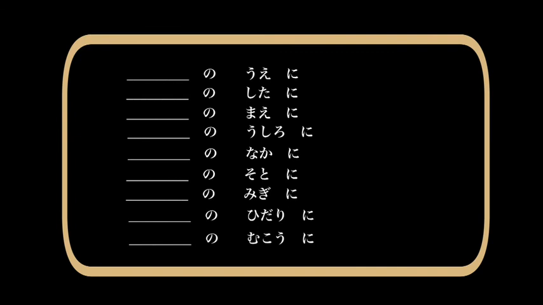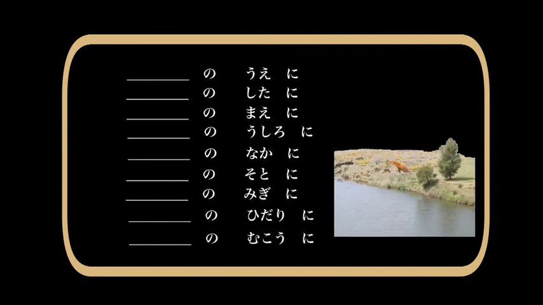The last one, no mukou ni, means on the other side of. And in this picture, on the other side of the river, there are some foxes. River being kawa. Kawa no mukou ni, on the other side of the river. Kawa no mukou ni kitsune ga imasu. There are foxes on the other side of the river. Mukou ni, the other side of.